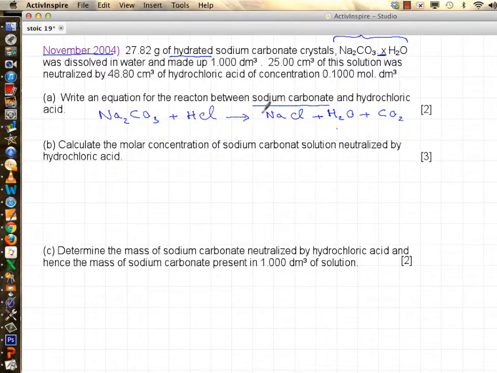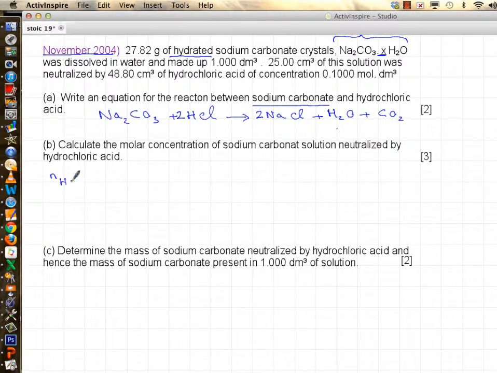Now you have 2 sodium, so you put 2 NaCl. You have 2 hydrogens, 2 Cl, so it makes sense to have 2 HCl. You get 1 point for the equation, 1 point for the balanced equation. Now the second part, B part, is calculate the molar concentration of sodium carbonate neutralized. First, you have to find moles of hydrochloric acid, then moles of Na2CO3, and then divide it by its volume, and you have the concentration. So let's go after moles of HCl first.